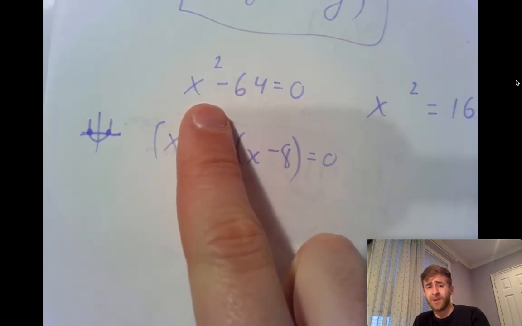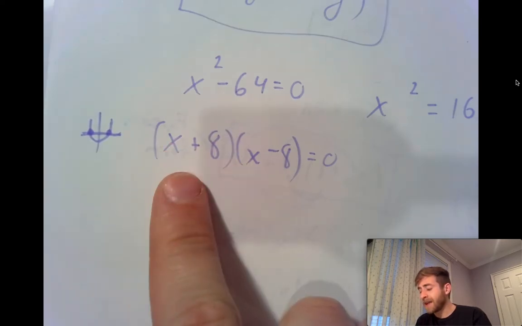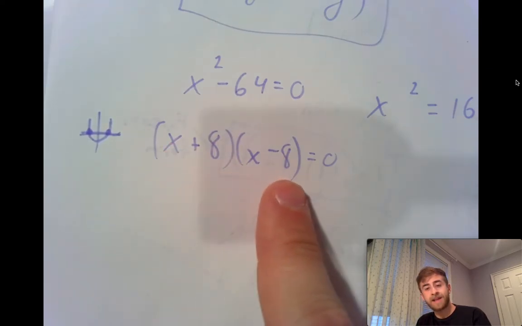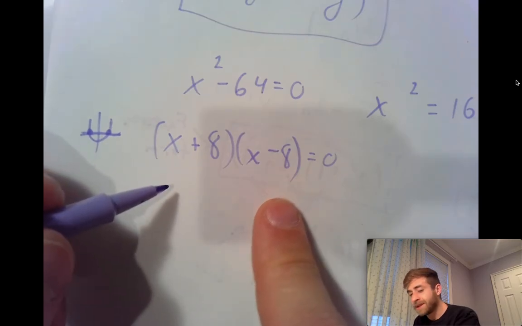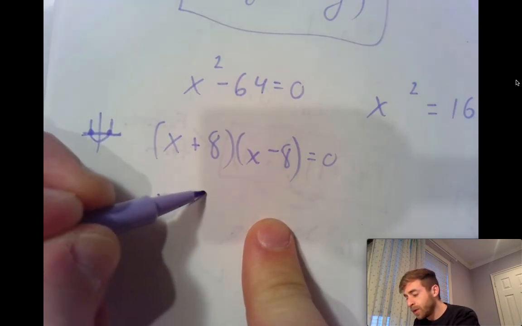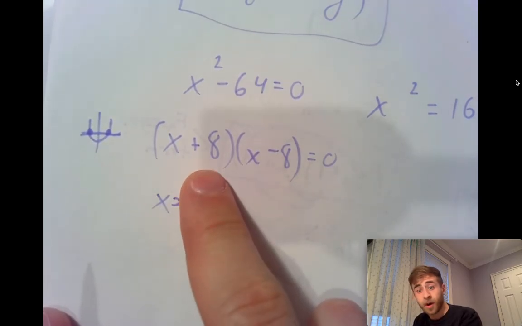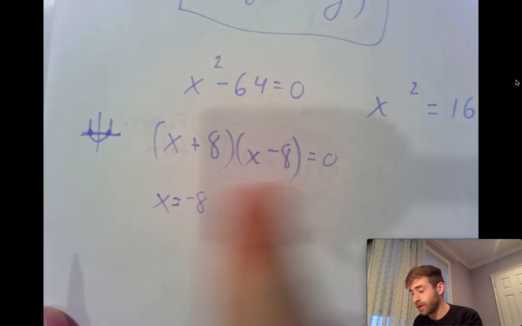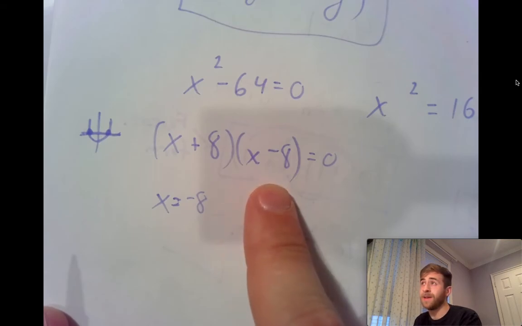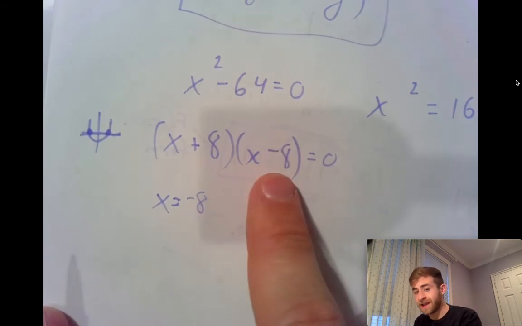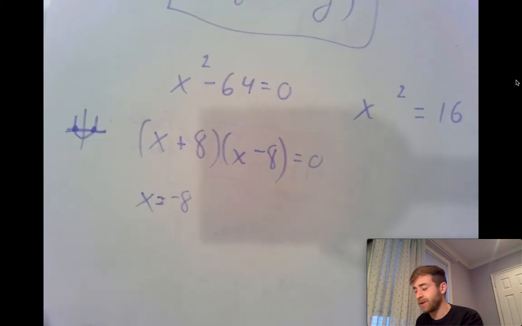Here, I couldn't tell you when it's going to hit. Here, I see x plus 8 times x minus 8 equals 0. Well, that means if x was equal to negative 8, this part would be 0. So that's a solution for this equation. And to make this part 0, x would have to be 8, 8 minus 8 makes 0. 0 times whatever makes 0.